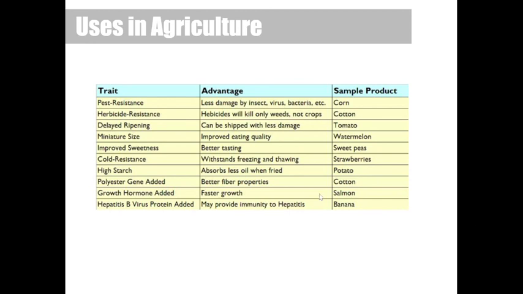Now, let's look down here. A trait that we also like is delayed ripening. So, this way it can be shipped with less damage. An example that we use this with is tomatoes. And I'll give you guys just a few minutes to read through those.